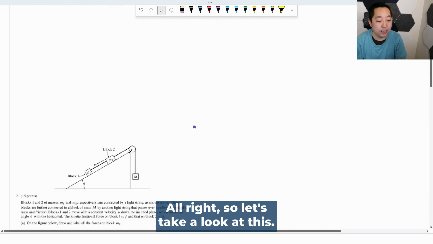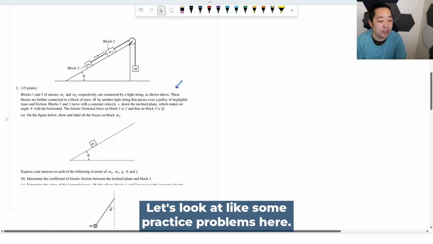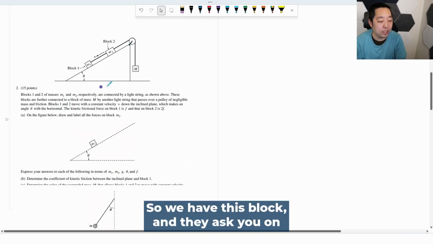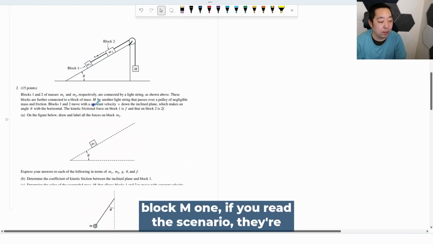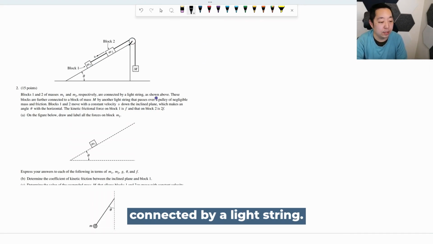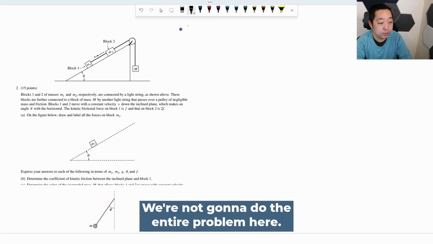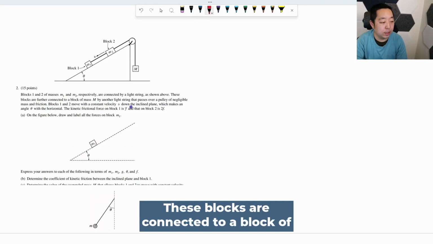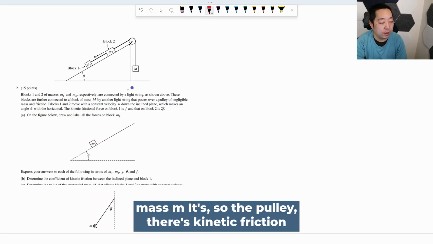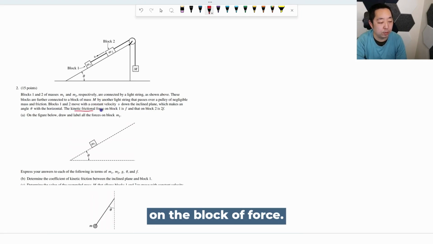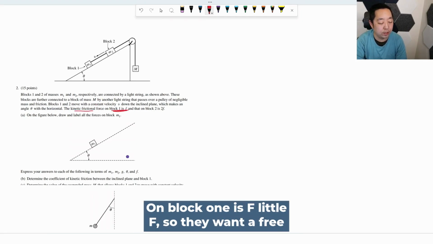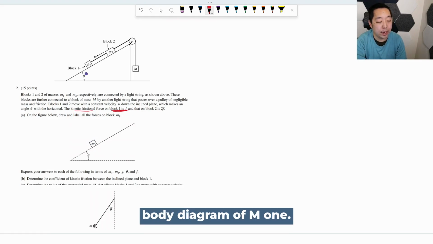All right, so let's look at some practice problems here. We have this block, and on block M1, if you read the scenario, they're connected by a light string. These blocks are connected to a block of mass M on the pulley. There's kinetic friction on block 1 of force little f. We're just going to do the free body diagram, not the entire problem. So they want a free body diagram of M1.